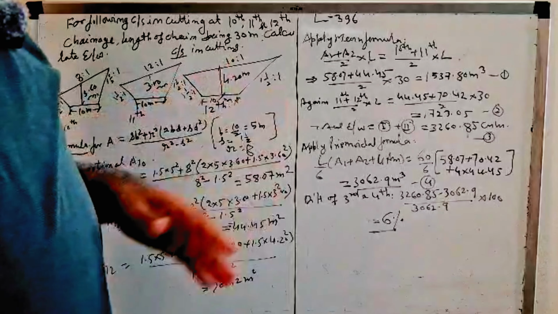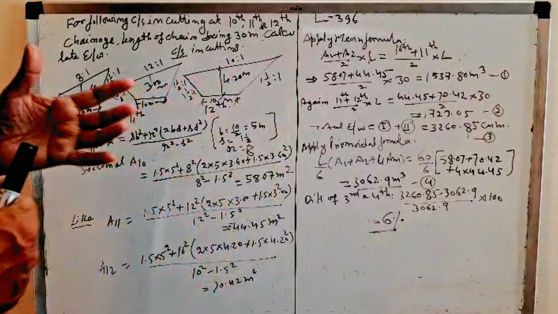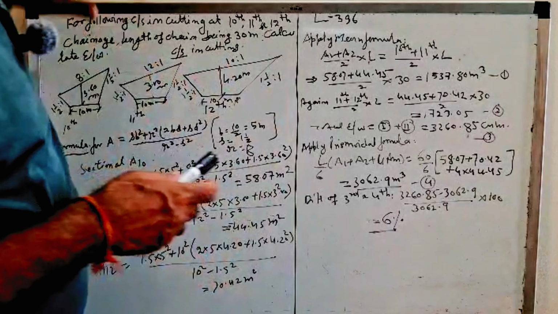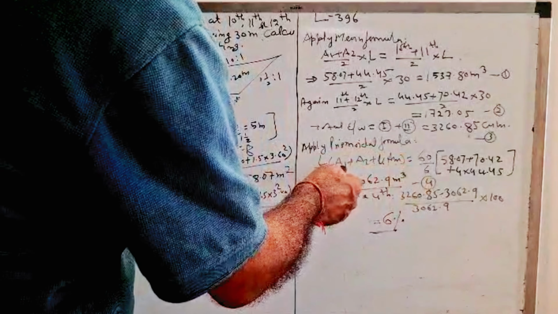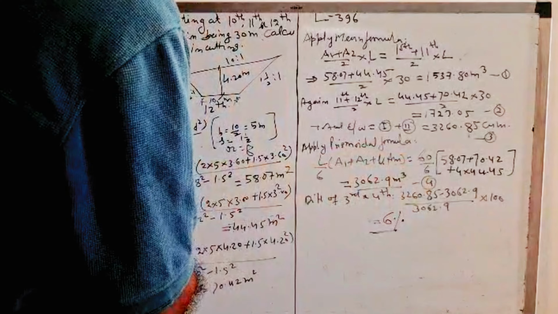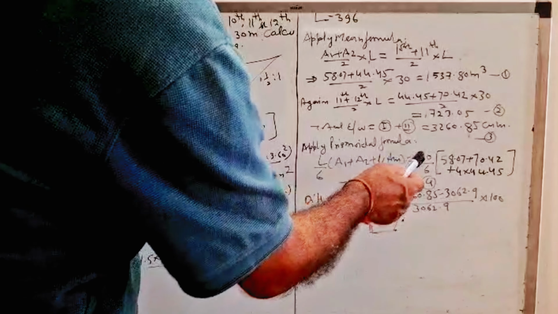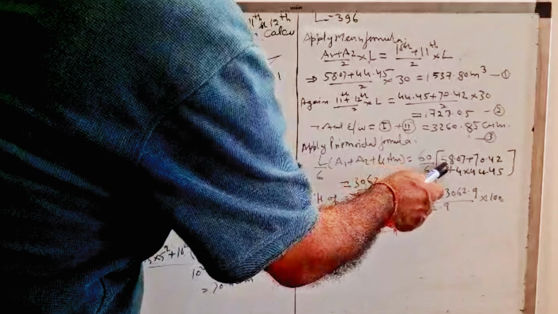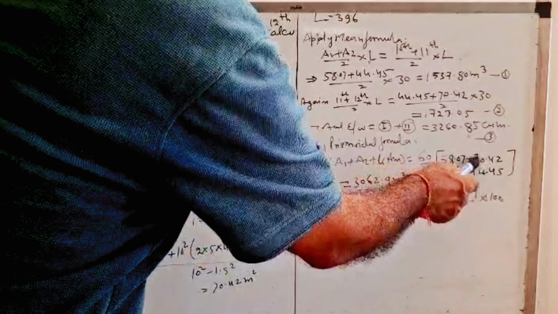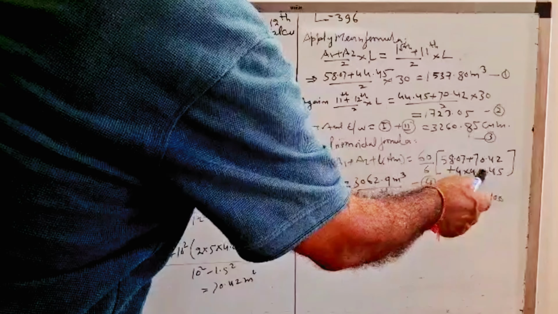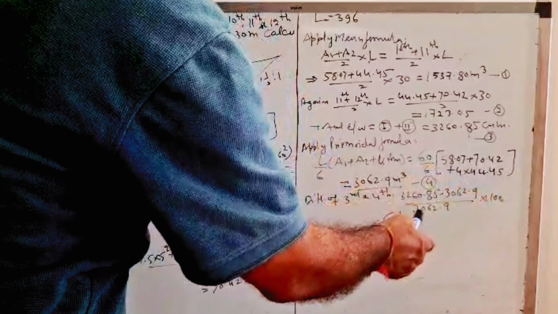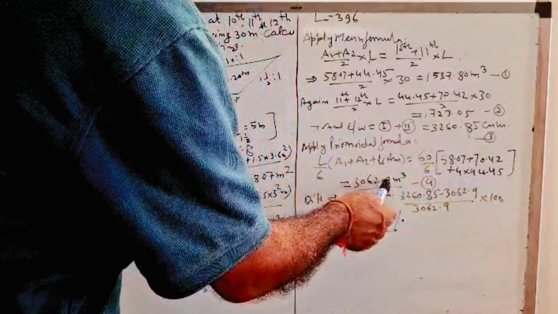If you apply the pyramidal formula, then the total length will be 30 plus 30, 60, 60 by 6, L by 6 times A1, which will be this one, and A2 will be the last one, and the middle one will be your AM. So we are getting 60 by 6 times 58.07, this is 70.42, and this middle one is 44 multiplied by 4. So we are getting this much, 3062.9.